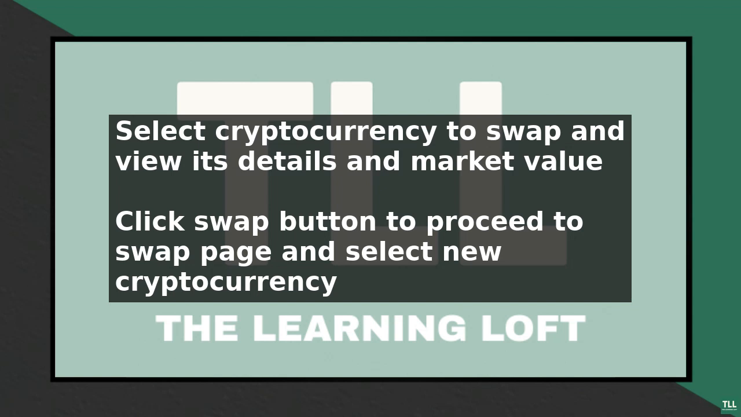page. This will take you to the Swap page, where you can select the cryptocurrency you want to swap to. Use the search bar to find the desired cryptocurrency, or browse through the list of available options. Once you have selected the cryptocurrency you want to swap to, enter the amount you want to swap. You can choose to swap the entire balance or enter a custom amount.